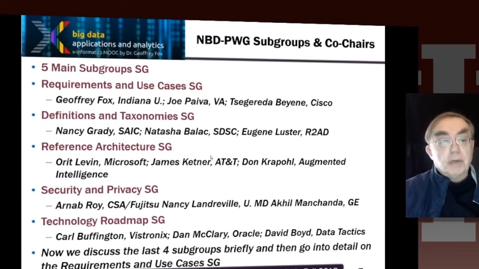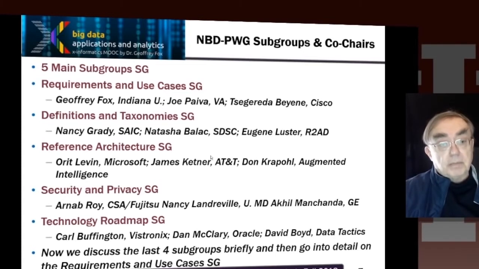The whole public working group was arranged into 5 subgroups. There was a requirements and use cases subgroup, where I was one of the chairs with Joe Paiva and Segi Bayan from Cisco. There was a definitions and taxonomies subgroup led by Nancy Grady of SAIC. There was a reference architecture subgroup led by Orit Levin of Microsoft. Security and privacy was led by Arnab Roy of Fujitsu. And a technology roadmap was led by Carl Buffington of Astronics.